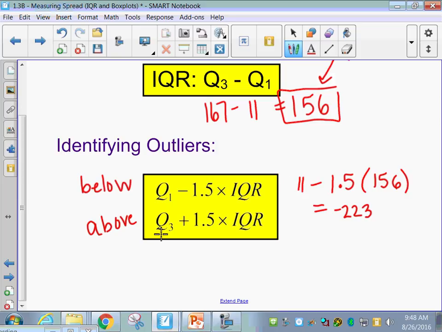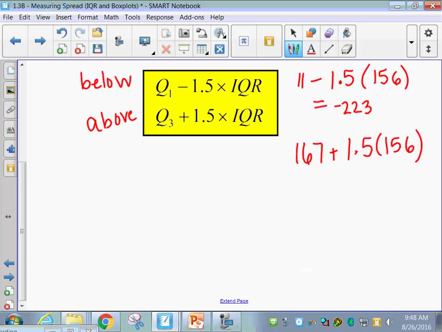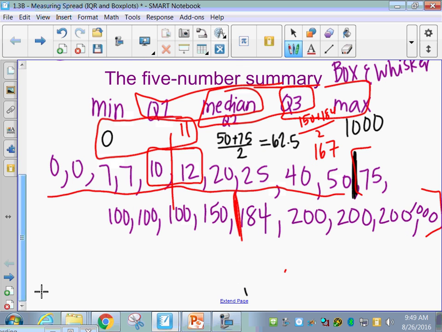Let's try the other one. What do we get for Q3? We get 167. Plus 1.5 times 156. So somebody tell me what our upper bound outlier is. Kyle. Okay, 401 text messages. Anything above that is considered an outlier. So do we have an outlier in our data? Yeah, 1,000 is an outlier. It looked like it was, right?